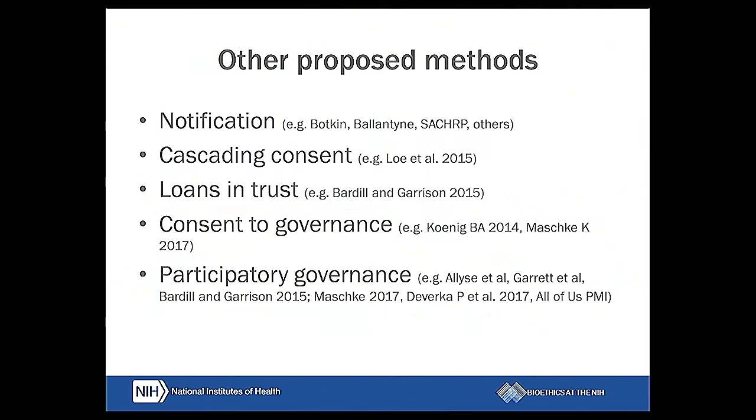There are lots of other proposed methods for consent for secondary use. They include notification, which, as Dave spoke about a little bit before, is just giving people information without necessarily asking for their permission. Cascading consent is an idea that some people have proposed, which is basically you start with blanket consent, and if somebody doesn't like it, then you go the next level down in the spectrum of consent in terms of increased control.